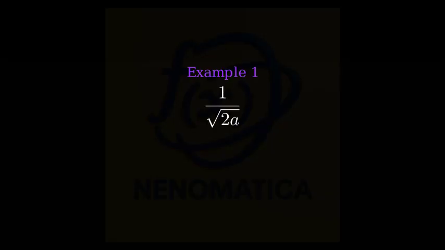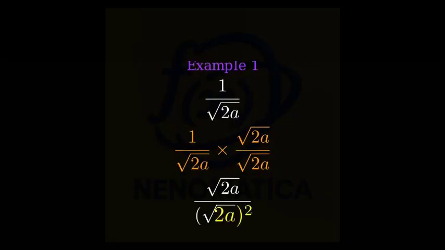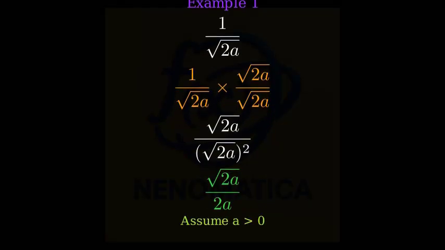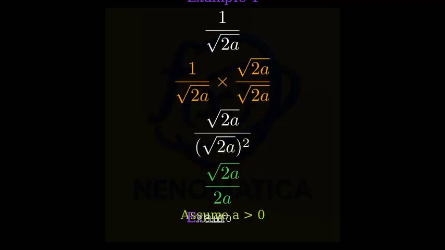To remove the radical from the denominator, multiply by square root of 2a over square root of 2a, which is just 1. That makes the denominator equal to the square root of 2a squared, which is 2a. Therefore, the simplified result is square root of 2a over 2a. Assume a is positive, so the square root stays real. Note, for real numbers, we usually take a greater than 0, so the denominator is not 0, and the square root is defined. Example 2.